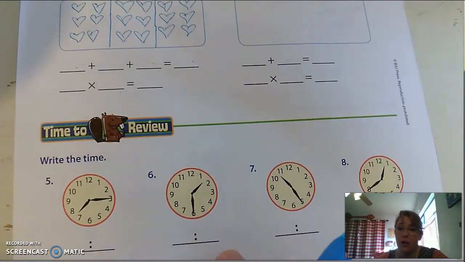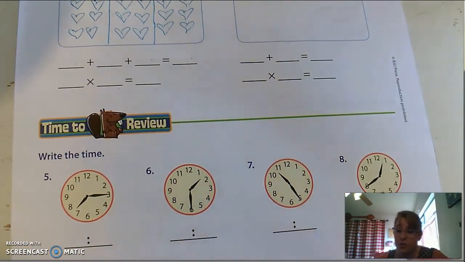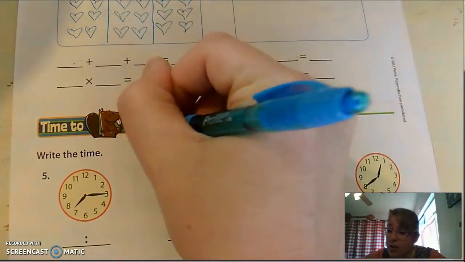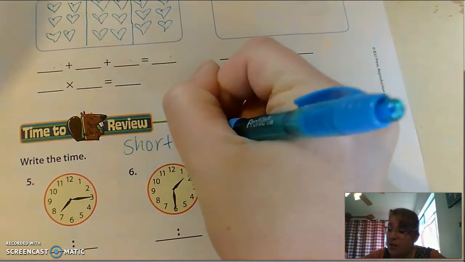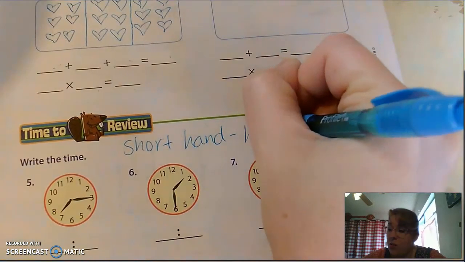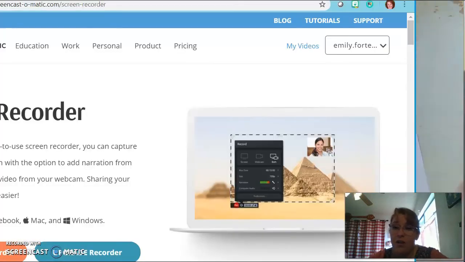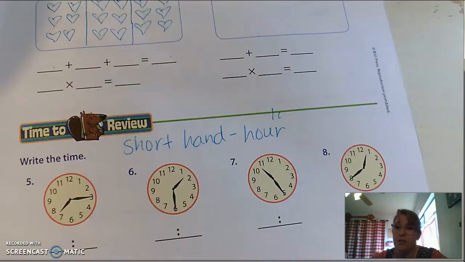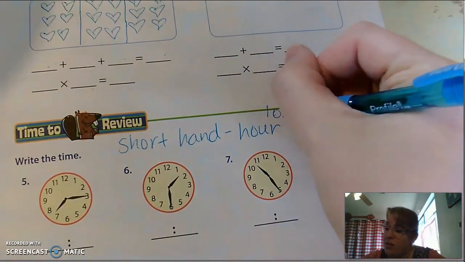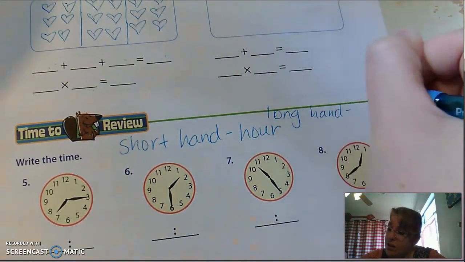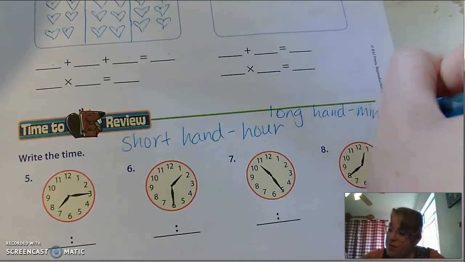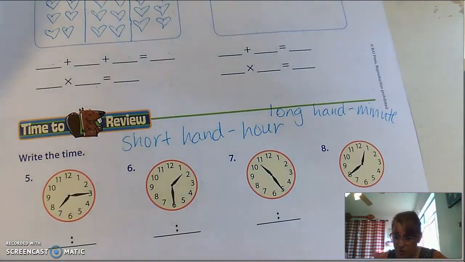I do want you to write the times. Remember, the shorthand is the hour, and the longhand is the minute. Okay? And we're counting by 5s all the way around.